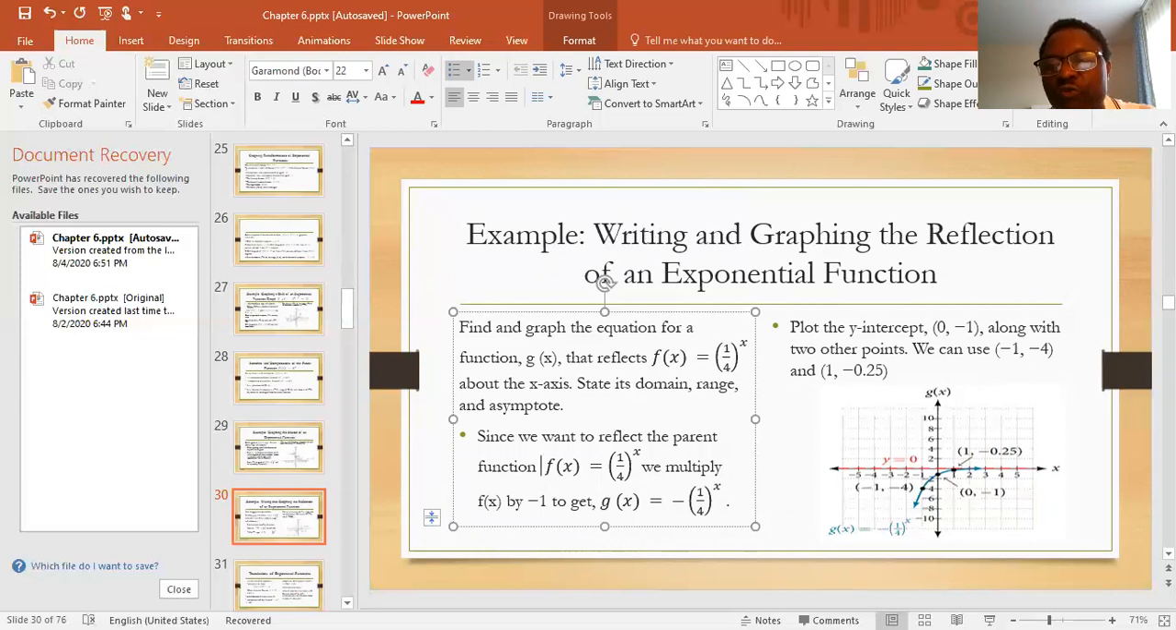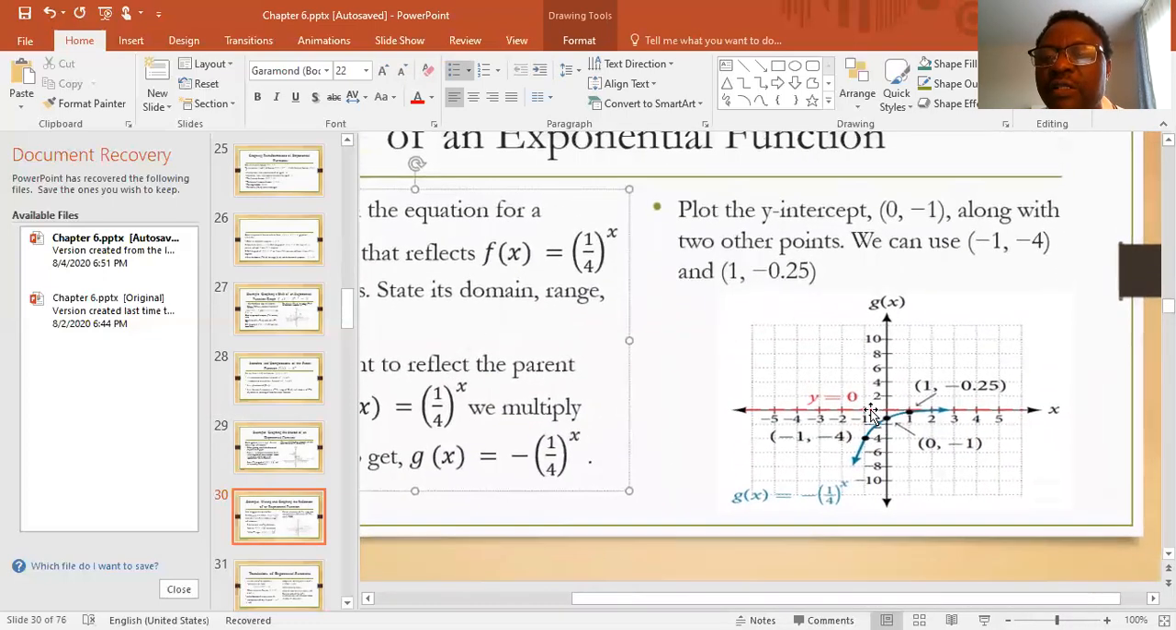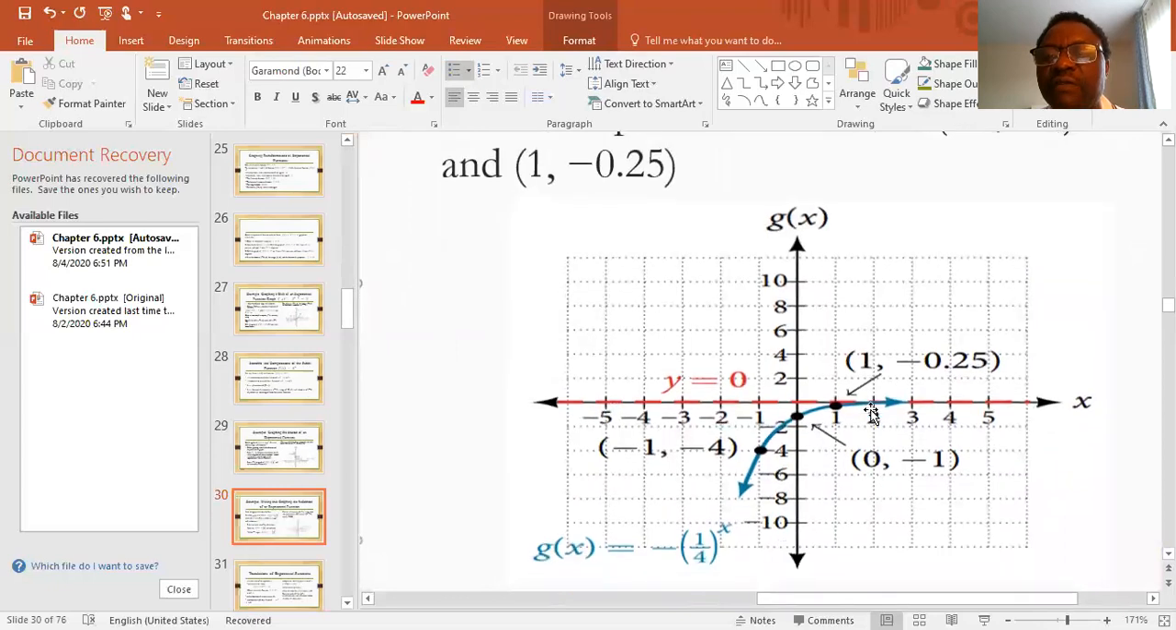So we are just going to reflect the graph of 1/4 raised to x, which we know how to get, with respect to the x-axis. That's the graph you see to the right side of the screen. It is the graph of a quarter raised to power x reflected about the x-axis.